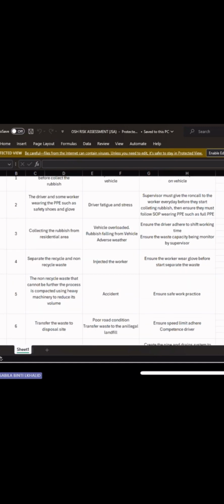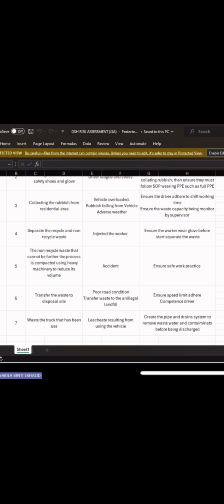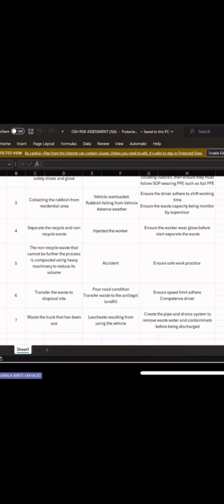Five is the non-recycle waste that cannot be processed further. The process is compacting using heavy machinery to reduce its volume. The hazard is accidents. The control measure is to ensure safe work practice. Six is transfer the waste to the disposal site. The hazards are poor road condition and transfer of waste to an illegal landfill. So the control measure is to ensure the speed limit and adhere to competent drivers. So the last one is wash the truck that has been used.